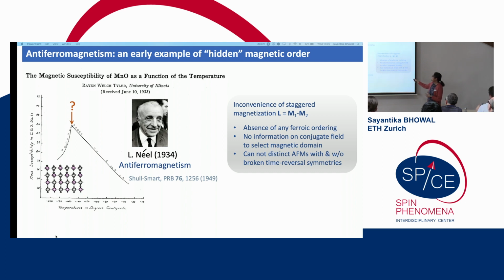And while this is conceptually very intuitive, it lacks the convenience of any ferroic ordering, like magnetization in a ferromagnet or electric polarization in ferroelectrics. It also does not provide any information regarding the conjugate field that is required to form a particular magnetic domain. At the same time, it cannot distinguish between different antiferromagnets that do or do not break global time reversal symmetries.